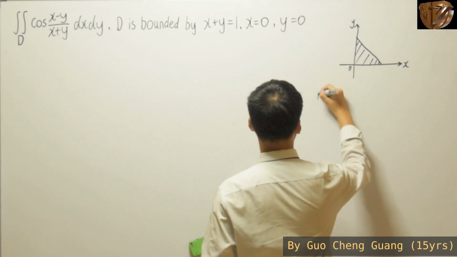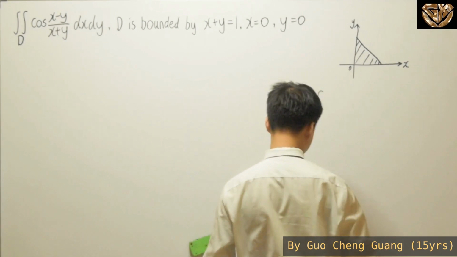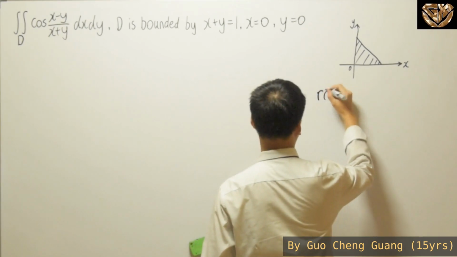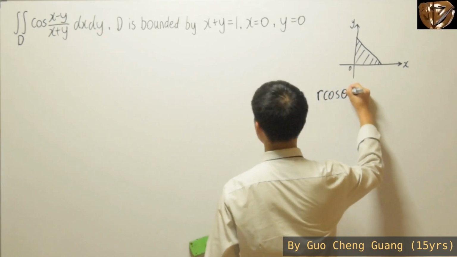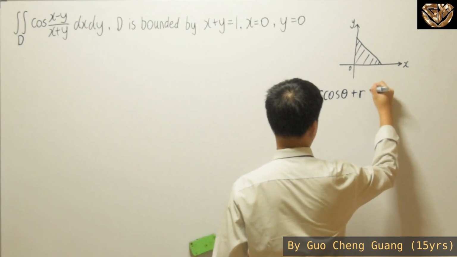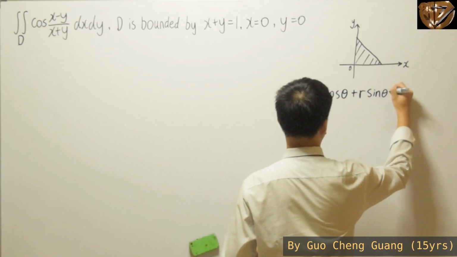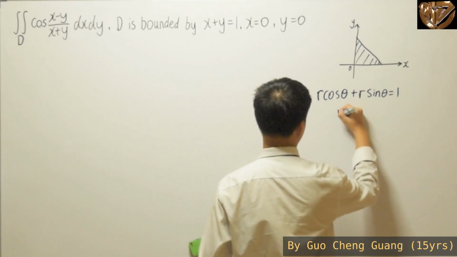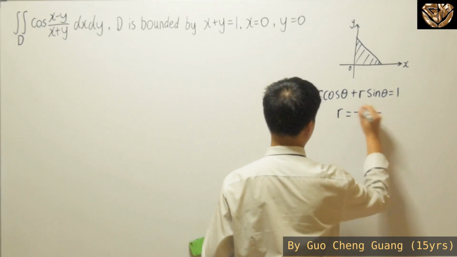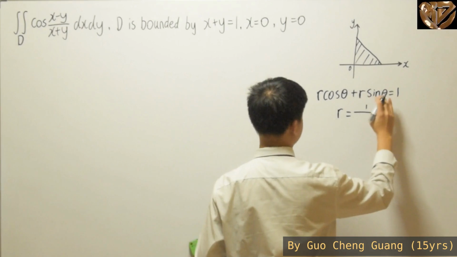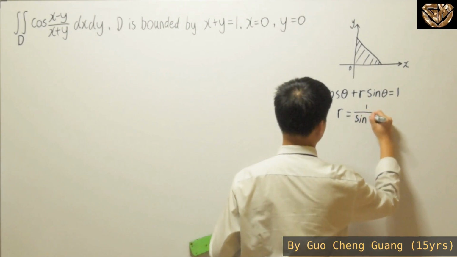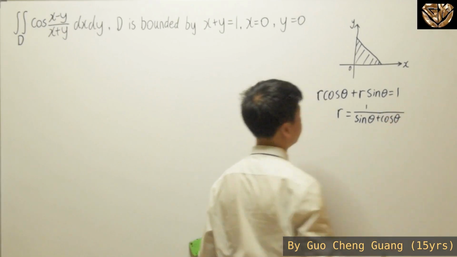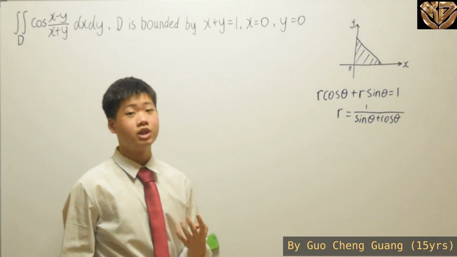x is r cosine theta, and y is r sine theta. These two add together to equal 1. You can bring out the r for both, then divide by whatever you have, which is cosine theta plus sine theta, to the other side. So in this case, you can actually find what r is in terms of theta.